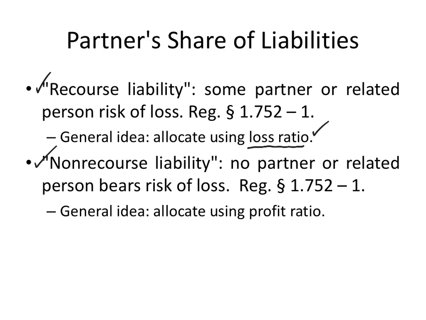But if you are doing non-recourse, we use the profit ratio, and the reason why is because if your business does well, you're going to pay off the liability. If your business does poorly, you're going to default on the liability because you're not subject to it, right? So a bank is going to take it over. You don't have to worry about it anymore because your business, you did bad. You lost money. So we use the profit ratios because that's when you're going to pay for non-recourse.